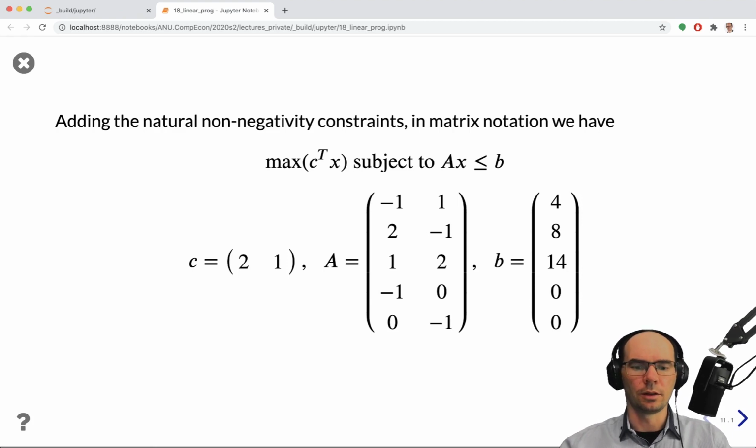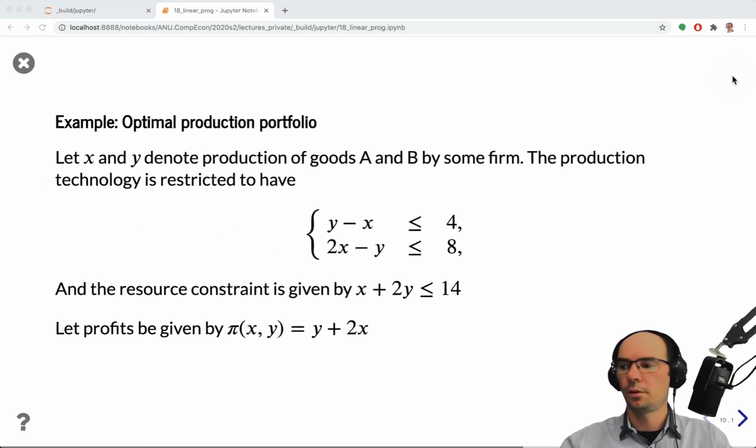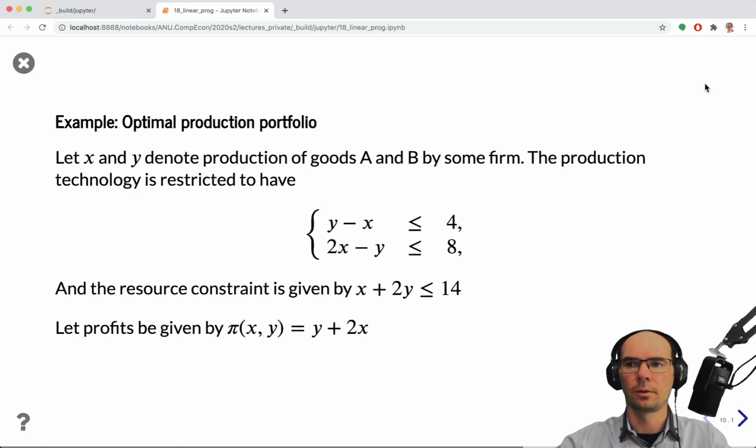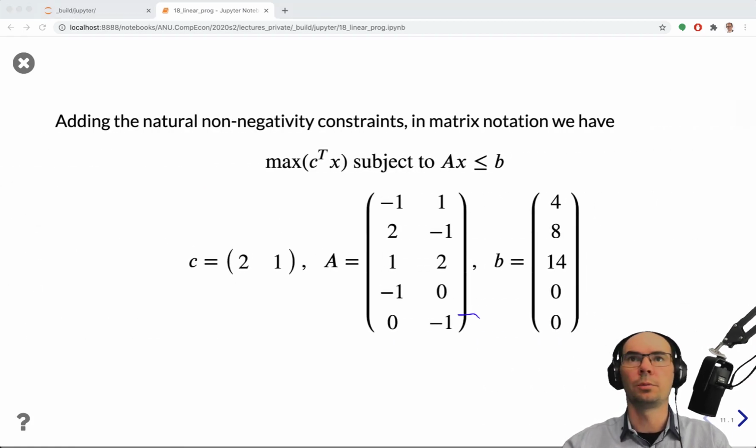Indeed, here's the matrix A that incorporates the constraints. So, for example, this one, minus 1, 1, what does it mean? That's basically minus x plus y must be less than or equal to 4. And that corresponds to this first equation, and so forth. And the two bottom rows here, with the corresponding zeros, incorporate the non-negativity constraints.